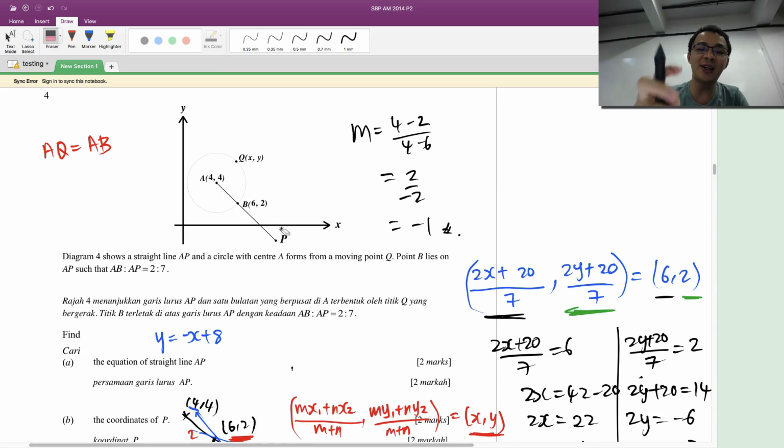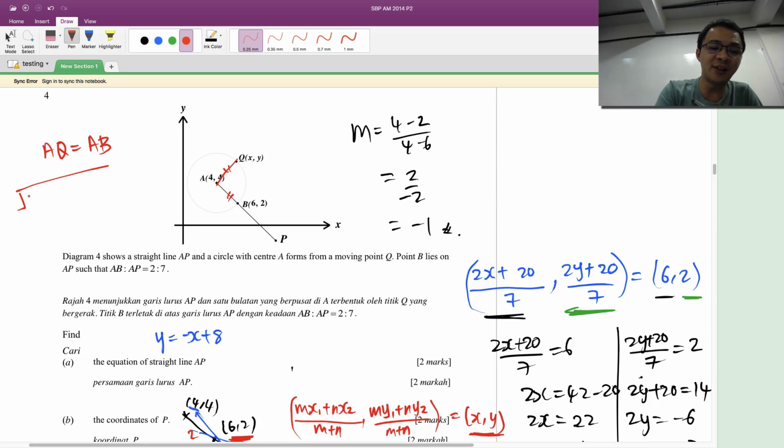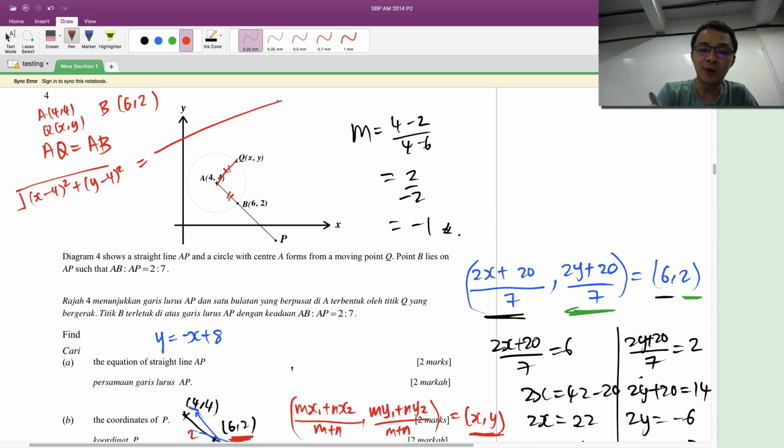Since you know AQ will be the same distance as AB, we can solve this by using the distance formula. So I just substitute the A here. The distance formula is x minus 4, because A is (4, 4), and Q is (x, y). Then B over here is (6, 2). Over here I will do the same thing: square plus (y minus 4) square equals to the distance of AB. So for AB, you use the coordinates A and B: (4 minus 6) square plus (4 minus 2) square.